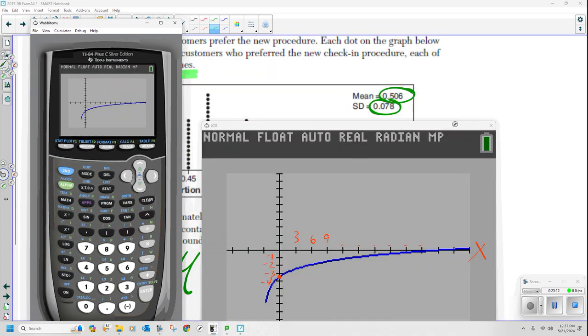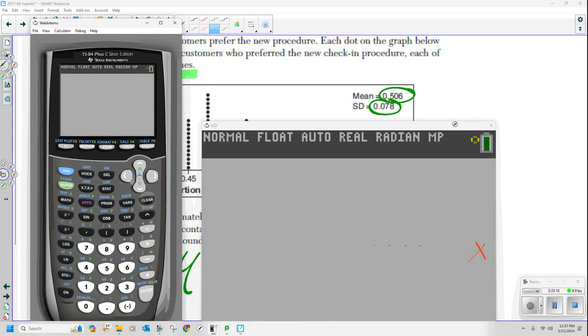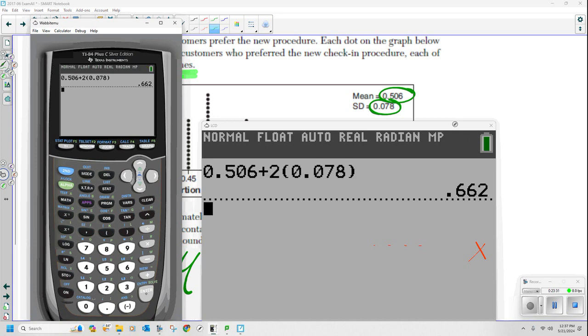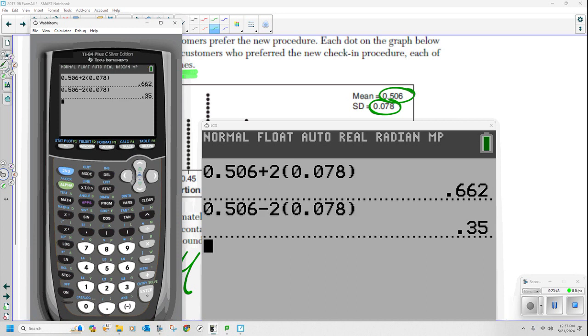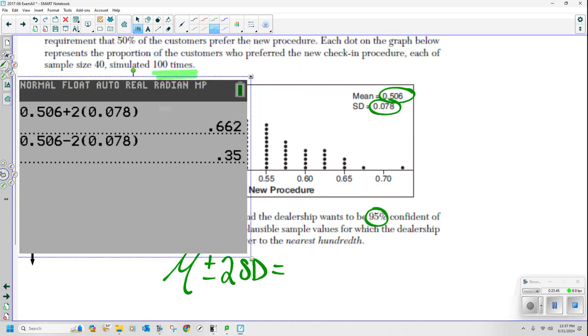Clear this out. Oh, that's a beautiful orange, but we're going to not need that. Clear this. We're going to take the mean, which is 0.506. We are going to add 2 times my standard deviation, which is 0.078. Boom. That gives me 0.662. Now I'm going to do the same thing, but I'm going to subtract 2 standard deviations. Minus sign. Boom. 0.35. So let's bring this out here because it feels like it's going to be important.